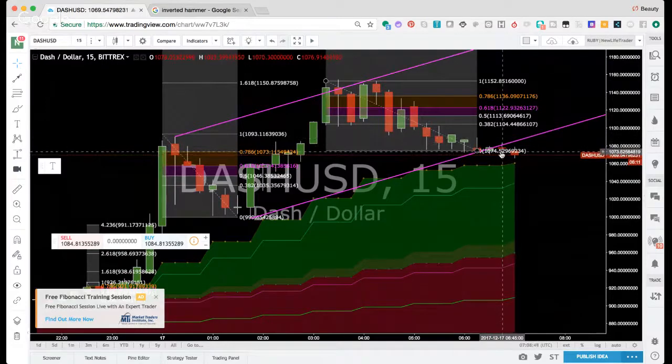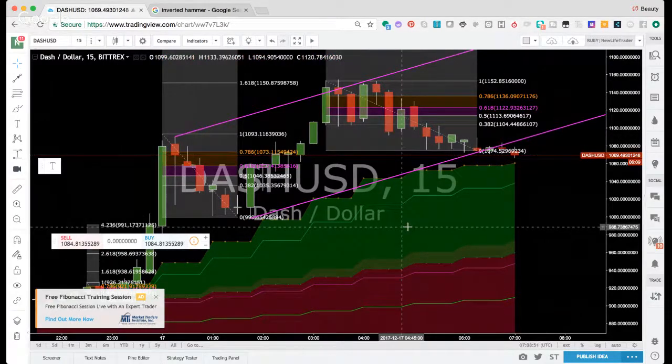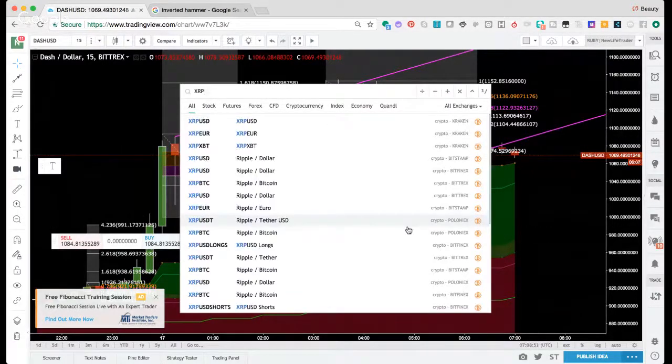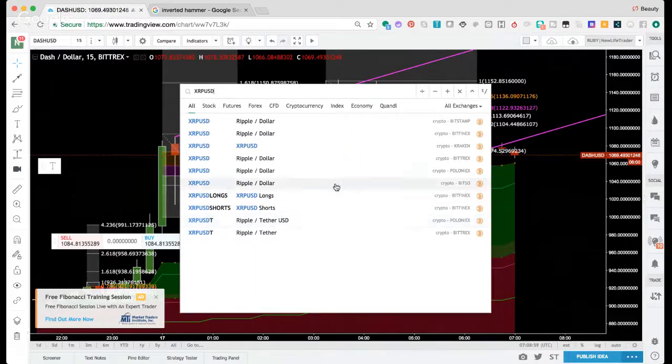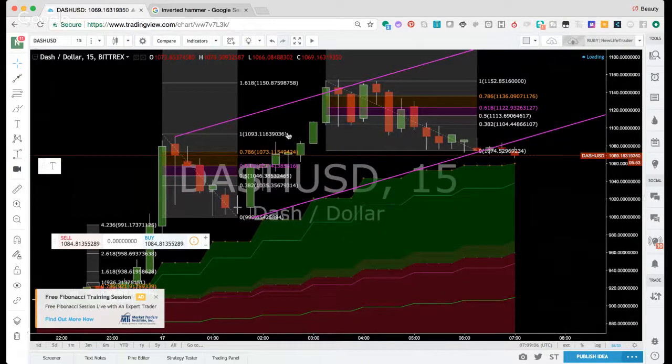I'm looking at Ripple right now. XRP, just give it to me. XRP what? US dollar. And what exchange? Bitfinex. On Bitfinex. Okay, got it.